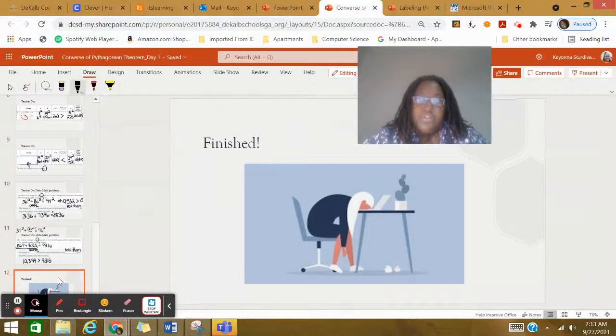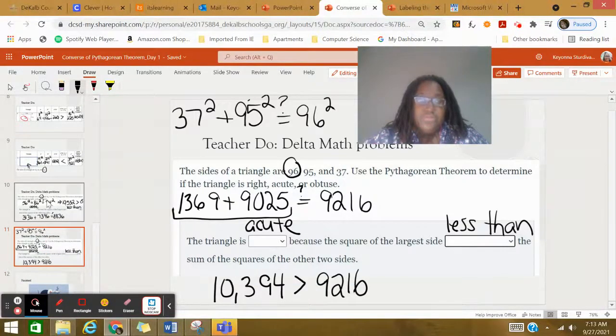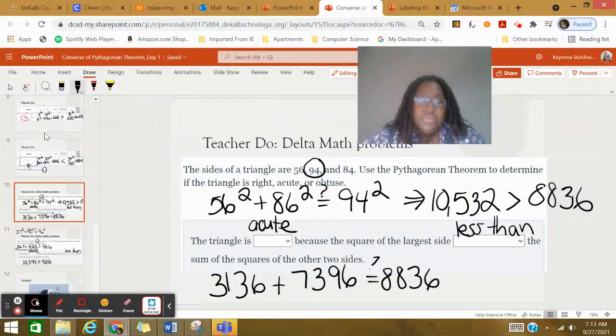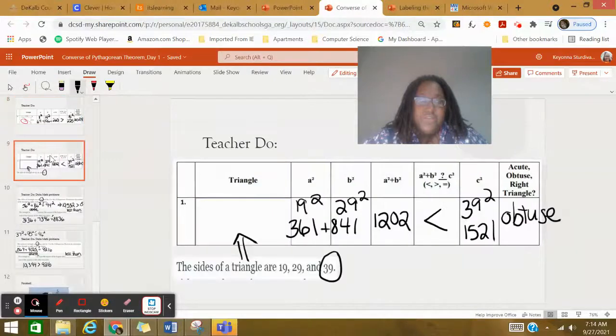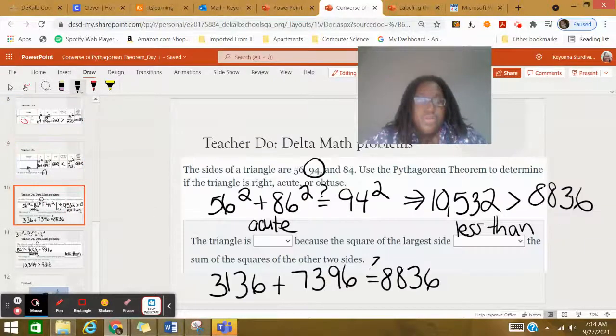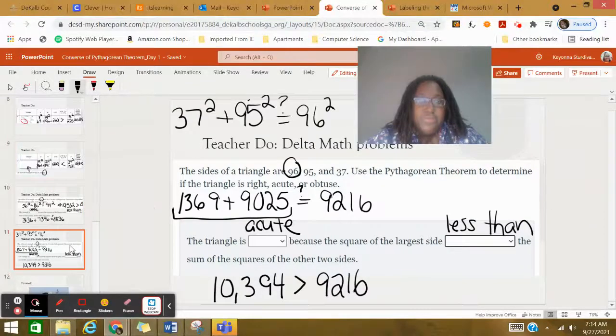And now you are officially done with the notes section. Please make sure that you copy down the teacher do slides. Again, I copied this one directly from the classwork that you guys have. Pause the video if you need to. Copy this example down. And copy this example down.